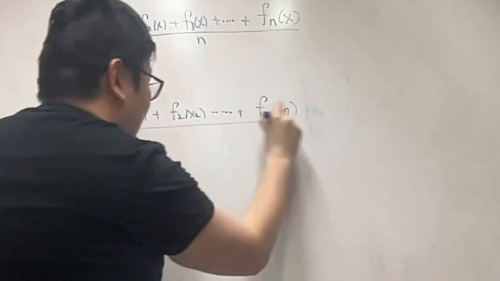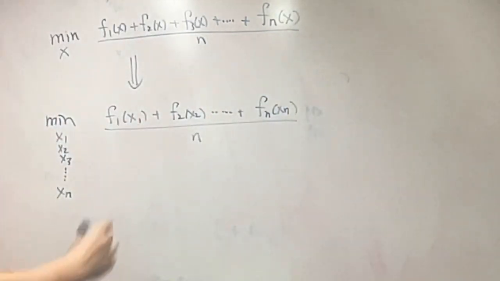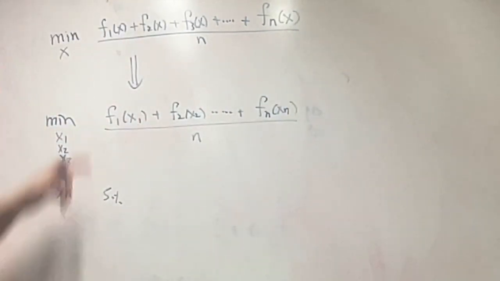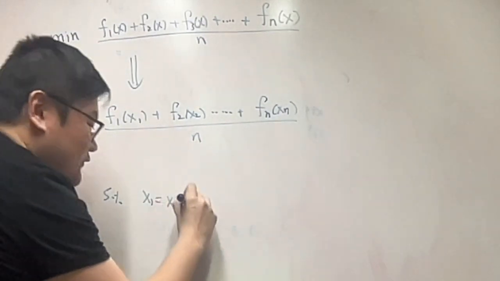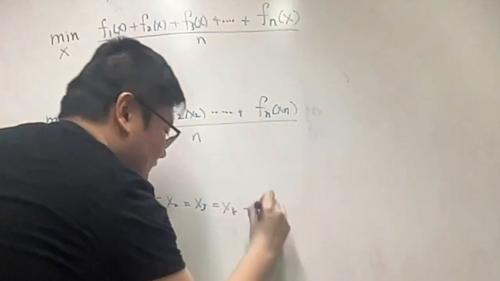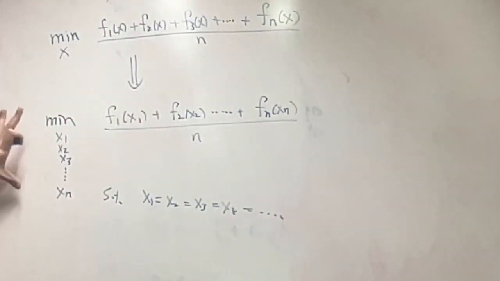Of course, I have to divide by n. Subject to what? I have a new constraint. All the x have to be equal. So x1 needs to equal x2 equal x3 equal x4, and okay, I can do this, right? So this is like the direct generalization of the previous case.